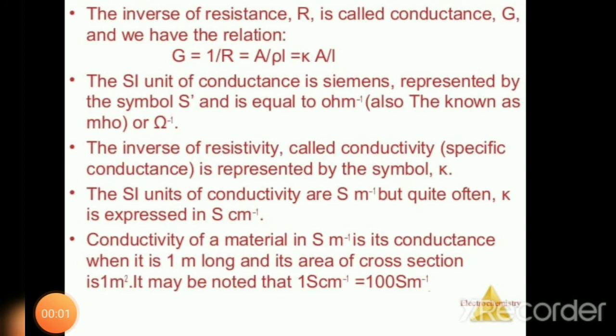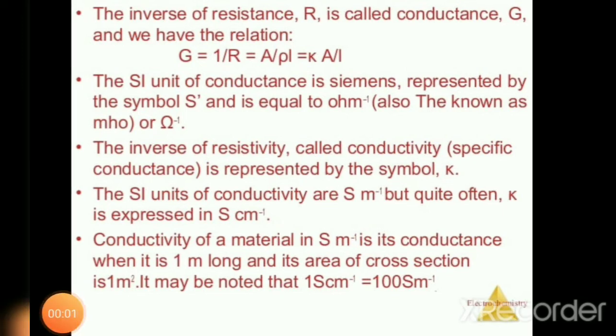You know that the unit of resistance is Ohm and conductance is the inverse of resistance. Therefore, the SI unit of conductance will be Ohm inverse. Ohm inverse is also known as Siemens and it is represented by the symbol S. So, the unit of conductance is Ohm inverse or Siemens.